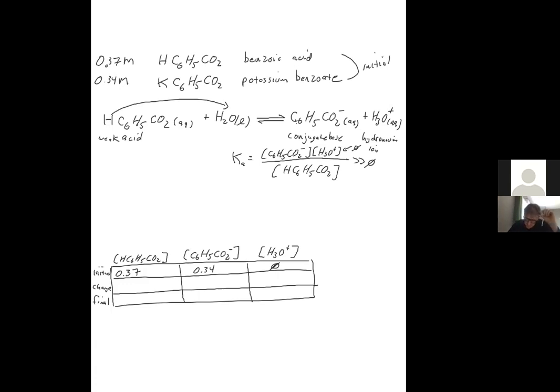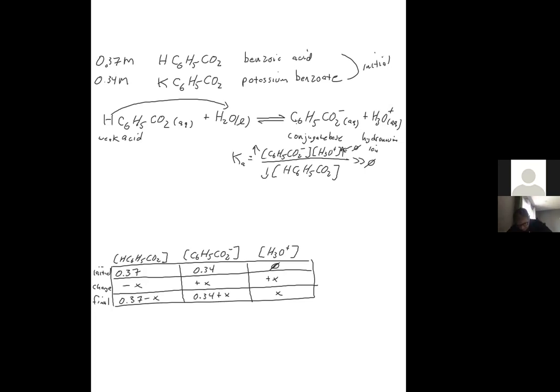So here's what happens. These are going to have to go up, and this is going to have to go down by some amount, right? So this will have to go down, and these will have to go up. That's essentially what has to happen. The reaction has to shift to the right in order to come to equilibrium, in order to give us a value of K. So then the final value would be 0.37 minus X, 0.34 plus X, and then 0 plus X is just X.